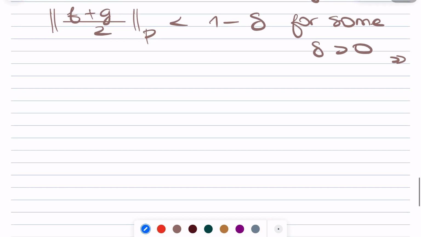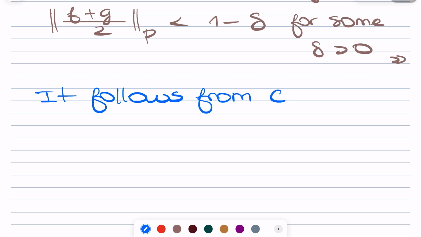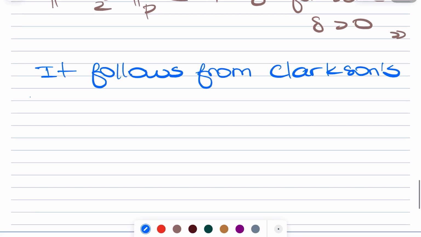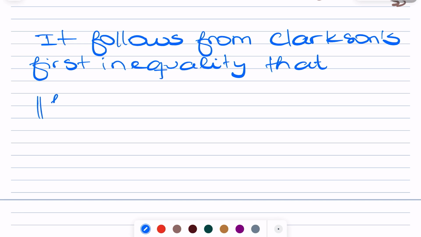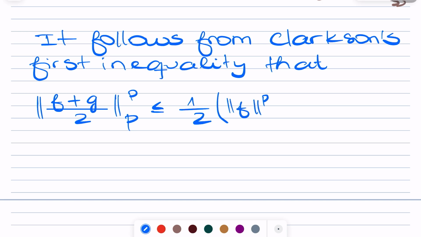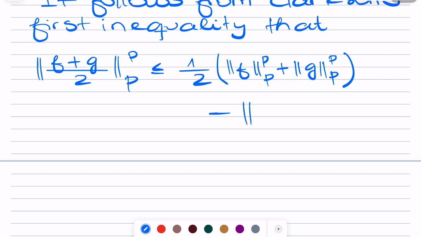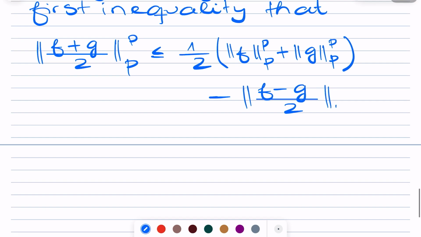Okay, so it follows from step 1, or from Clarkson's first inequality, that the norm of (f plus g) over 2, to the power p, is less or equal than 1 over 2 of the norm of f raised to the power p plus the norm of g to the power p, minus the norm of (f minus g) over 2, the L^p norm, of course, raised to the power p.